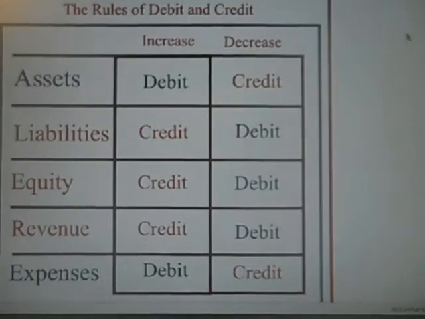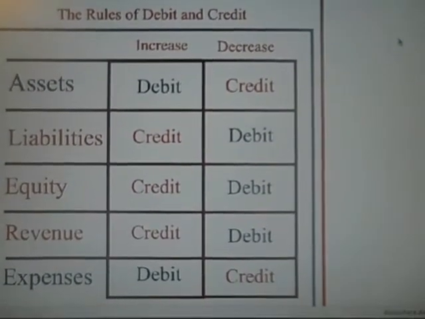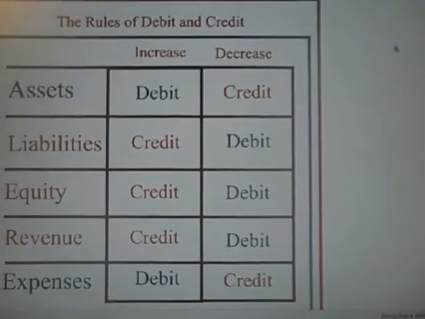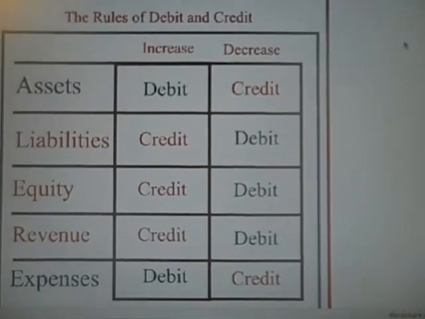Now follow this chart. It's in your visuals for session 3, and review what the increases of an account are and what are the decreases. We're now going to move on to our sample problem when we start to apply some of these rules.